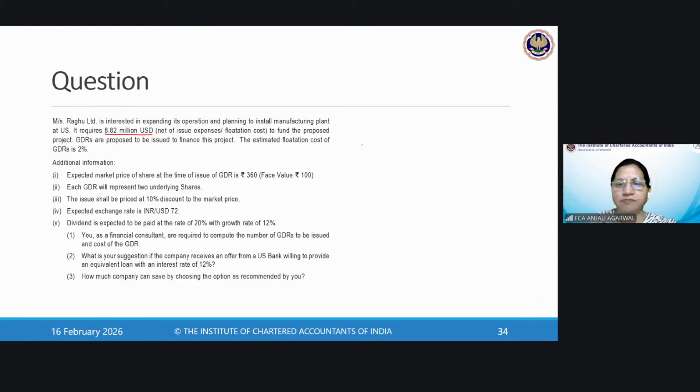So if there is some flotation cost, let's say 100 is the price, and there is a 5% flotation cost, and my requirement is 5,000, then this 5,000 should be 95% of the issue. 95% of the issue is what I have with me. So that should be equal to 5,000.